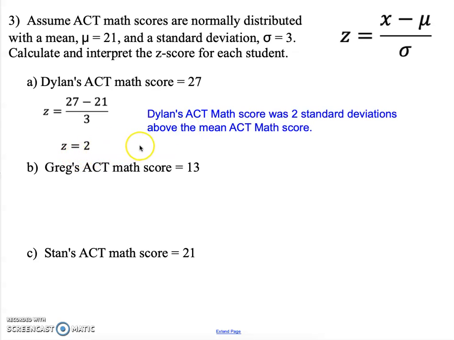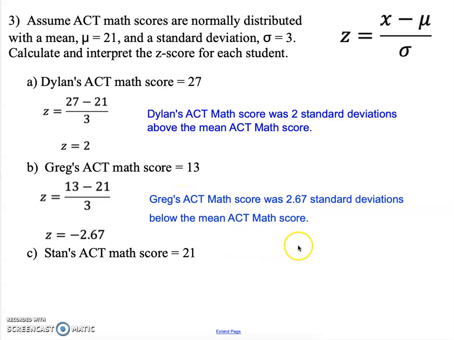A positive 2 tells you Dylan's ACT math score was 2 standard deviations above the mean ACT math score. Do the same for B. Greg's ACT math score. 13 minus 21 divided by 3, you get negative 2.67. So what does the negative mean in this case? Greg actually scored 2.67 standard deviations below the ACT mean math score.